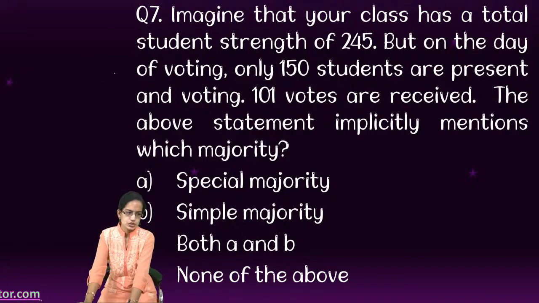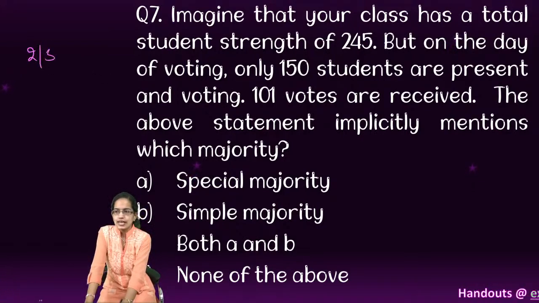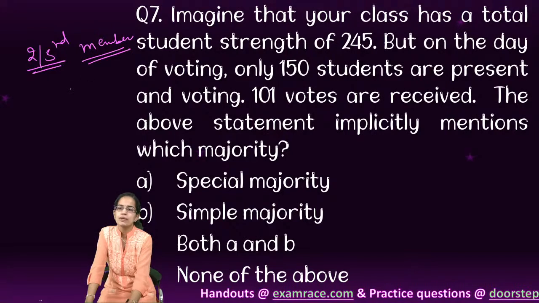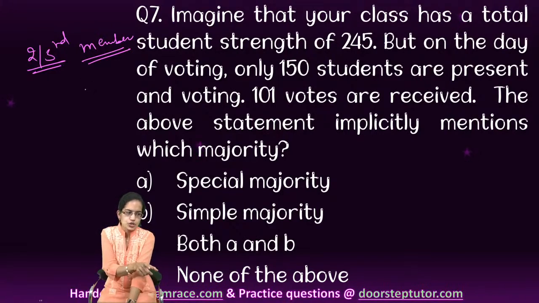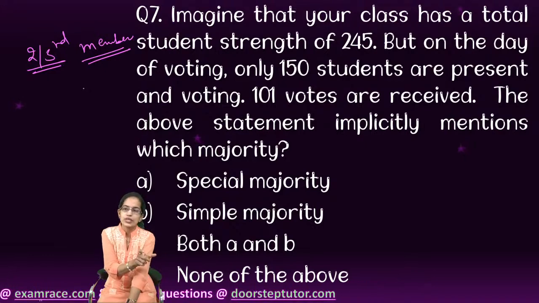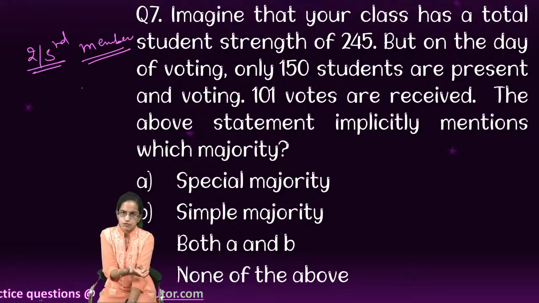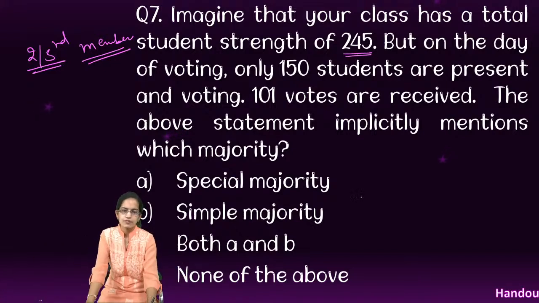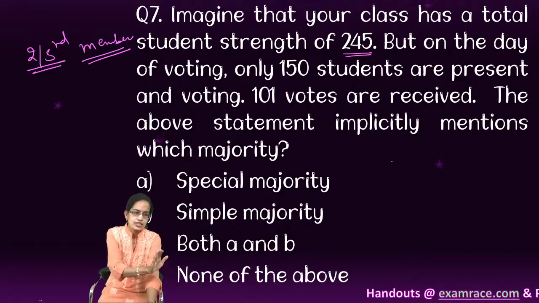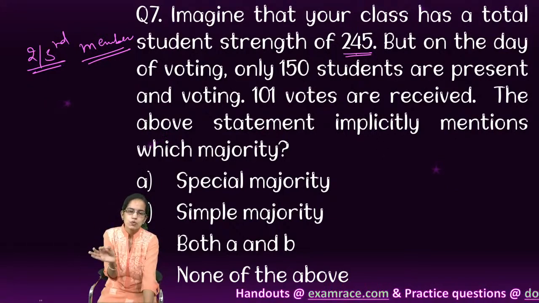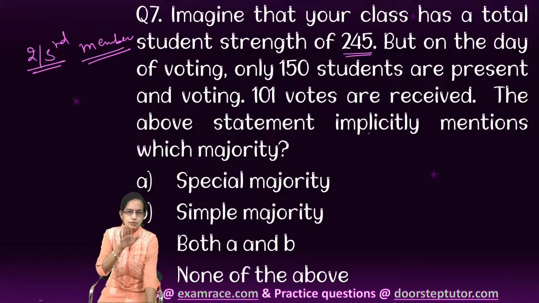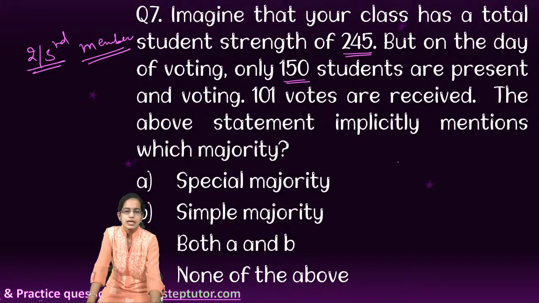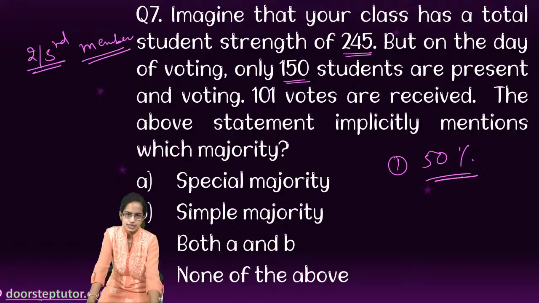What does special majority actually say? Special majority says that 2/3 of the members present and voting should be supported by more than 50% of the total strength of the house. So let's say if the total strength in a student's community is 245, minimum 50% of that should be present. So from 245, 122 should be present, but here 150 students are present. So we meet the first criteria, that is 50% presence.